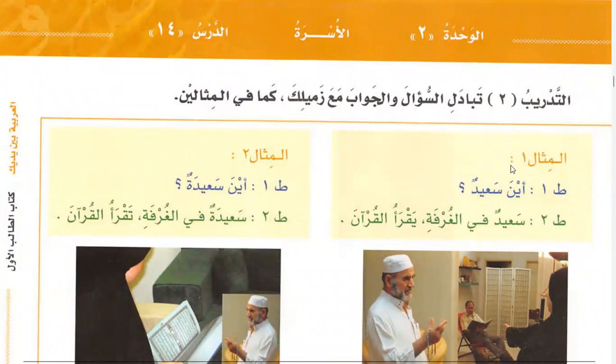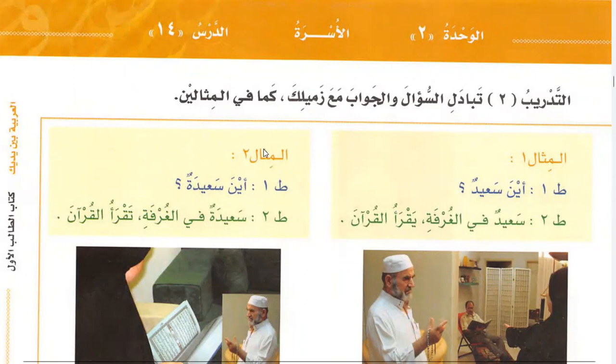The first example. Aina Saeed? Where is Saeed? Second student: Saeed fil ghurfati yakra'ul Quran. Saeed is in the room. He is reading the Quran.